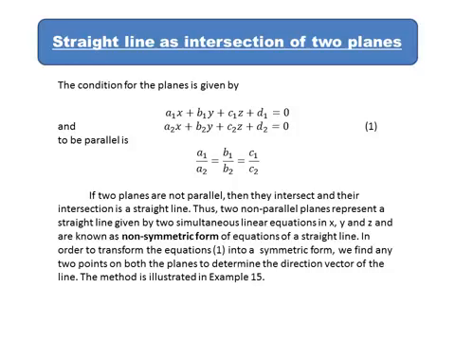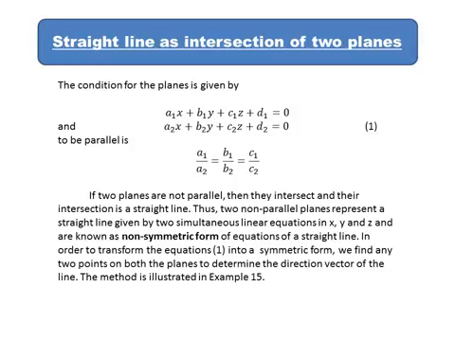Now the system of these equations of planes is said to be parallel if the ratio of their corresponding coefficients a1 over a2 equals b1 over b2 equals c1 over c2. If the ratios of the corresponding coefficients are not equal, then we say that the two planes are not parallel. If the two planes are not parallel, then they must intersect, and their intersection is a straight line.